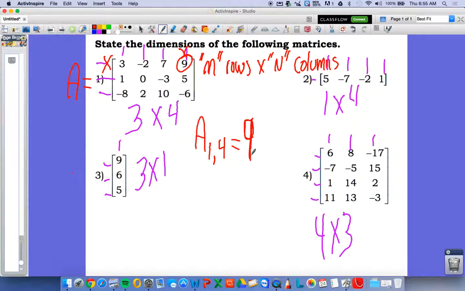If we look for, I don't know, matrix A, what element is in row 3, column 2? Well, let's see. Row 3 is right here. Column 2 is right here. So there you go. A 2. There are dimensions. All you have to do is count the number of rows, count the number of columns, and state it as such.